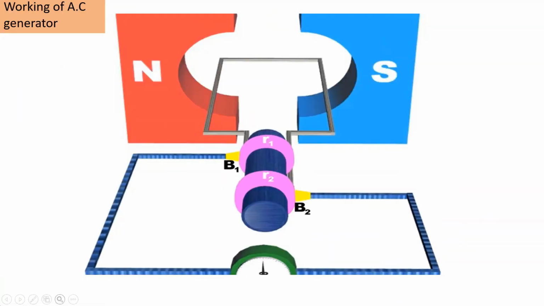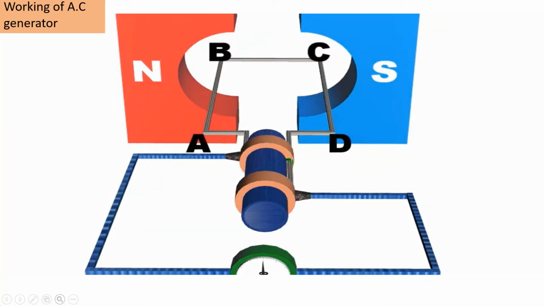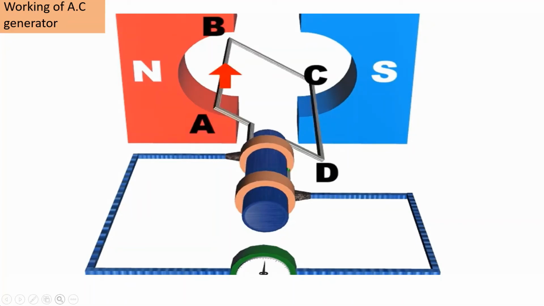Let's understand the working of an AC generator. When the axle attached to the two rings is rotated in such a way that the arm AB moves up and the arm CD moves down in the magnetic field produced by the permanent magnet, then in this case, the coil ABCD is rotated clockwise.